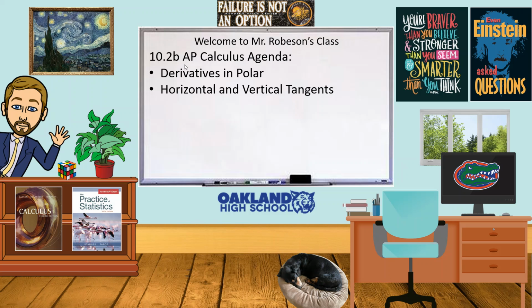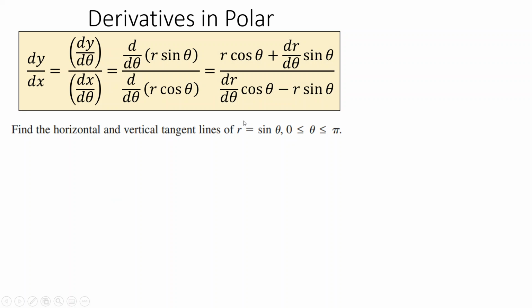All right, we're back working on polar, and this one we're going to go over derivatives in polar. I'm going to look at horizontal and vertical tangent lines. All right, so derivatives in polar.